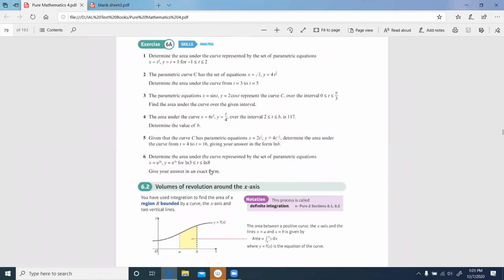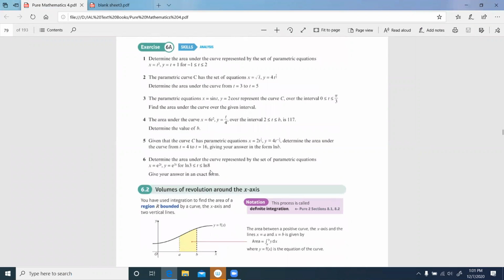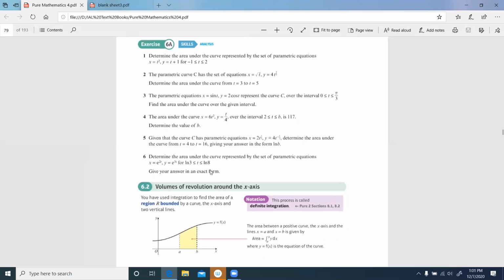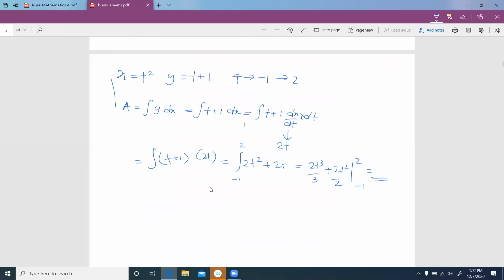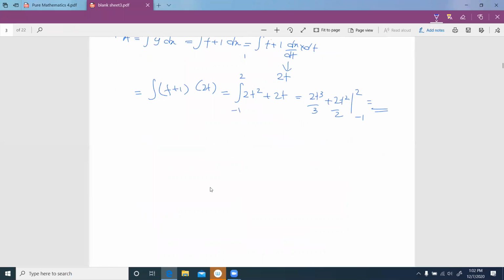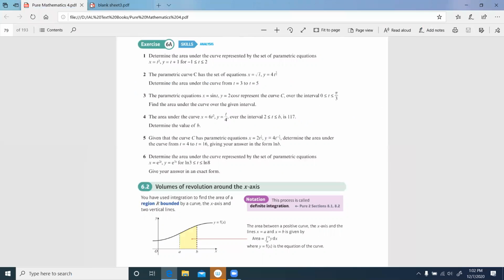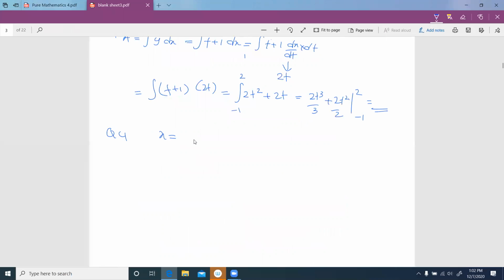Okay. I think now you can manage with those questions. So if you come up with question number 4, here they have given x equals to 6t squared and y equals to t over 4.